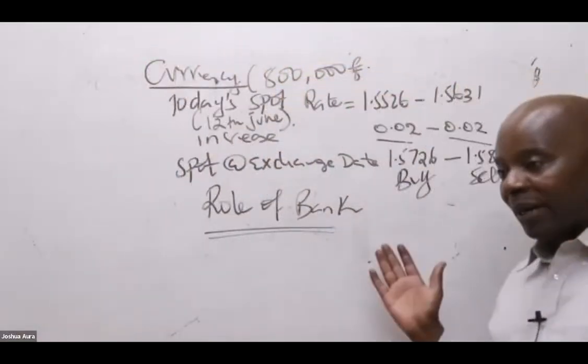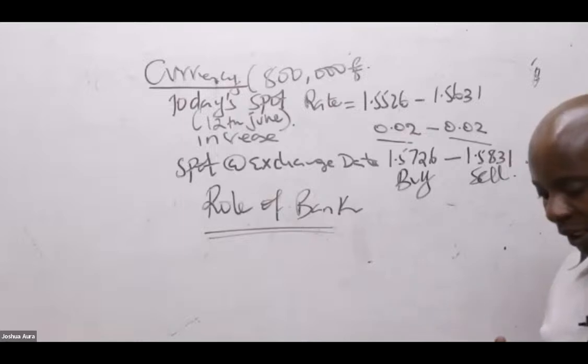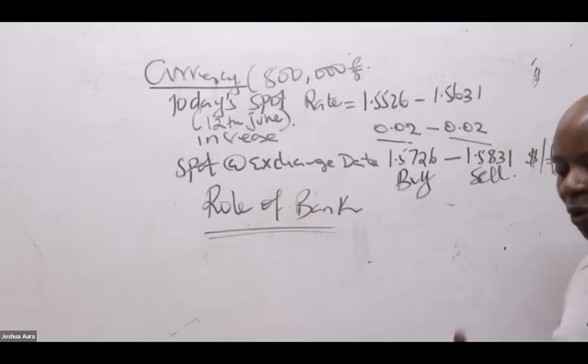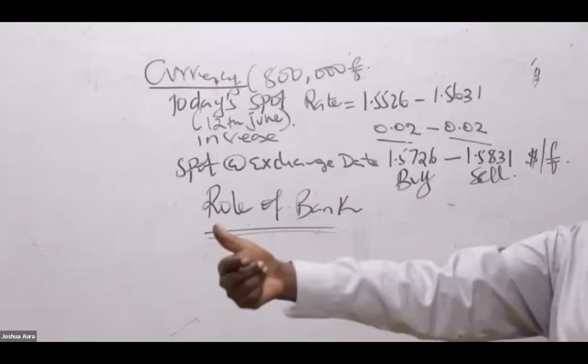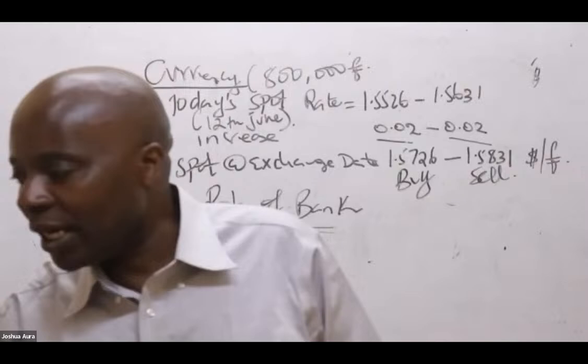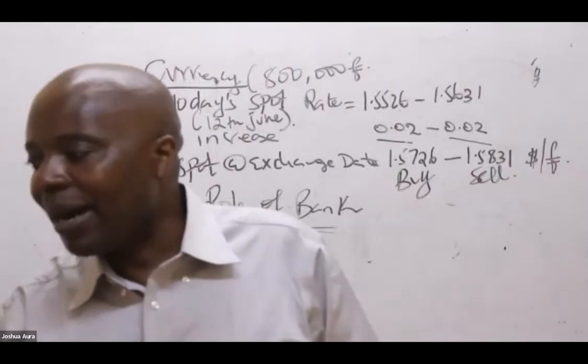So tell me the role of the bank. In the US, they only have dollars, just like in Kenya, we have Kenya shilling, all of us in our pockets right now. So if you want any other currency, then it is the role of the bank to sell to you. So the bank will sell.